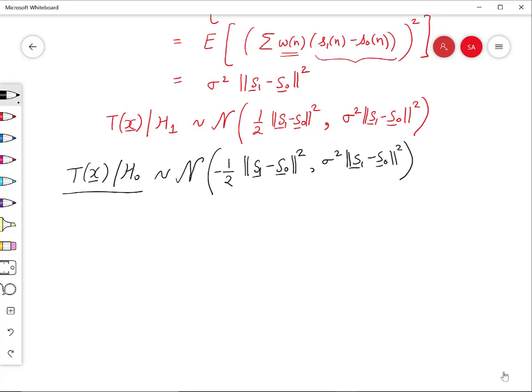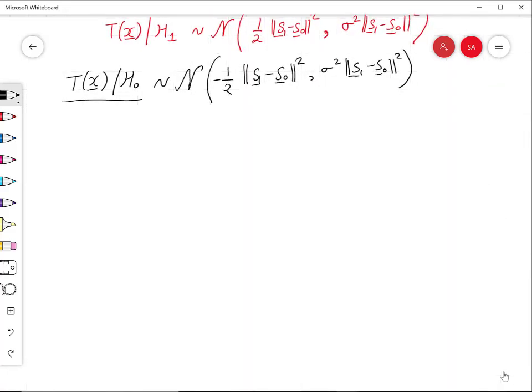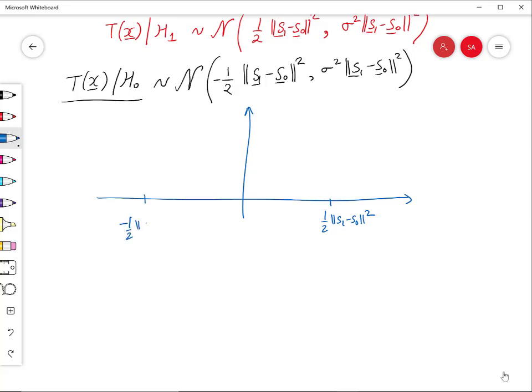So if I draw the two PDFs, the two PDFs look something like this. So this is half norm of S1 minus S0 whole norm square. This is minus half of S1 minus S0 norm square, and there is a Gaussian curve here, and there is another Gaussian curve.